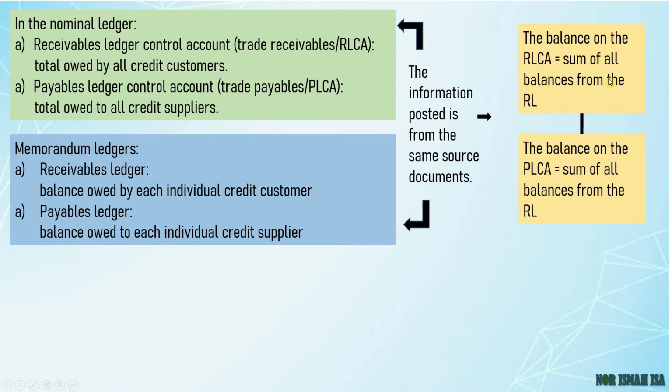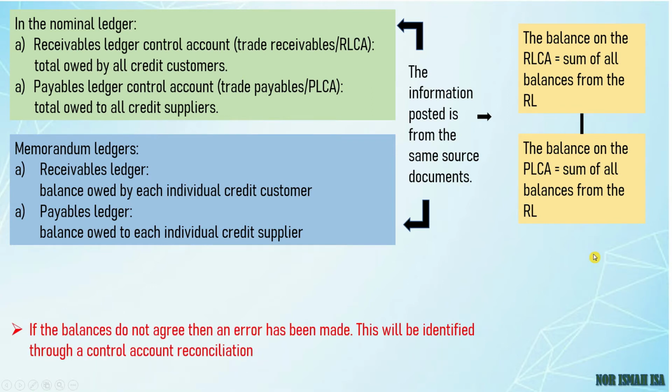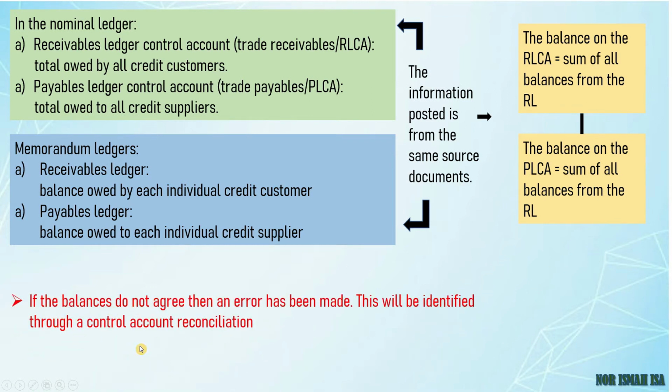As a result, the balance of the receivable ledger control account should be similar to the sum of the balances from the receivable ledger. Same goes for the balance of the payable ledger control account. It should equal the sum of the balances from the payable ledger. If the balances do not agree, then an error has been made. This will be identified through a control account reconciliation, which is what we are going to do today.